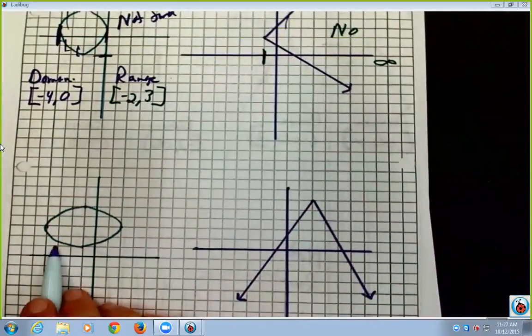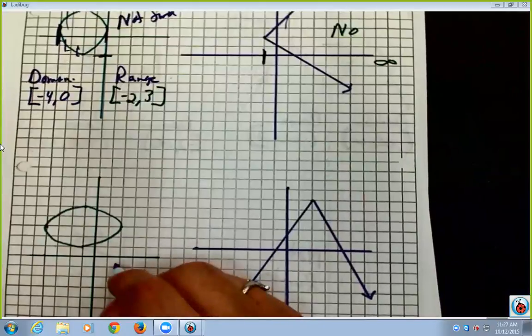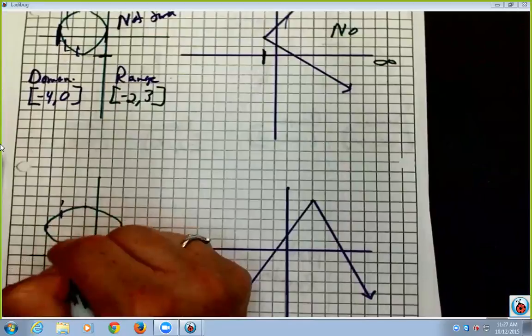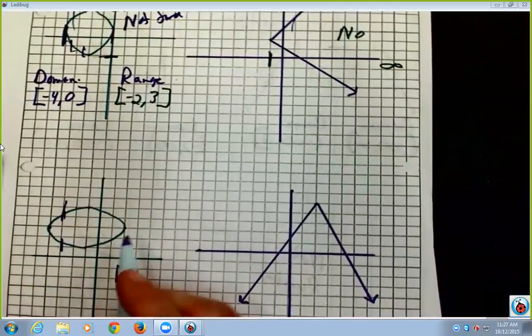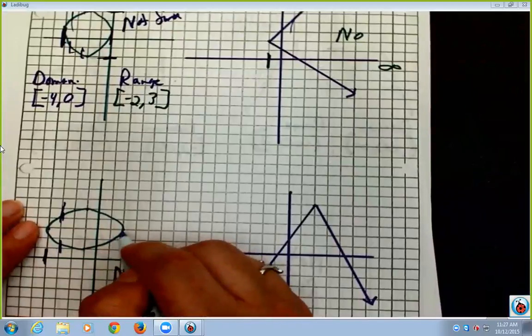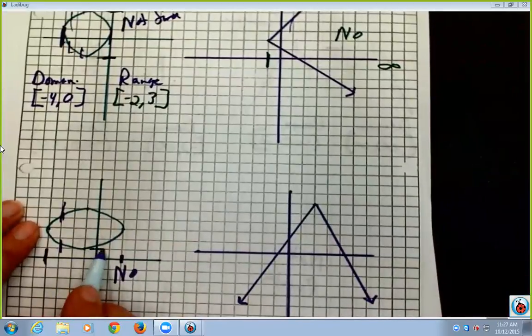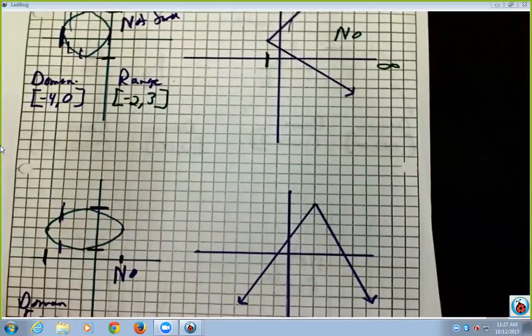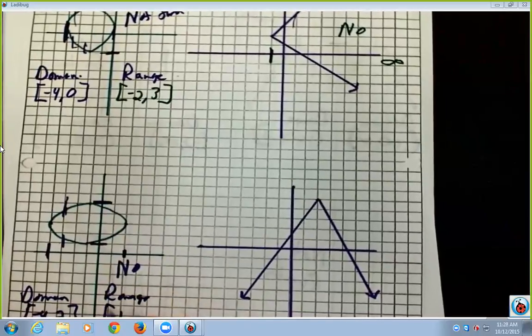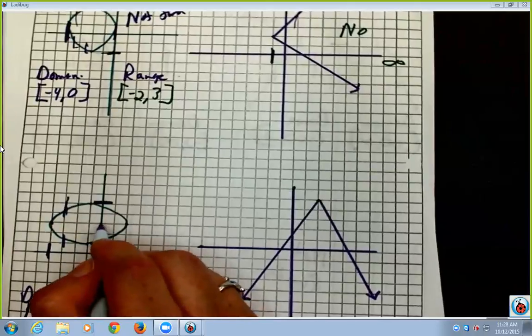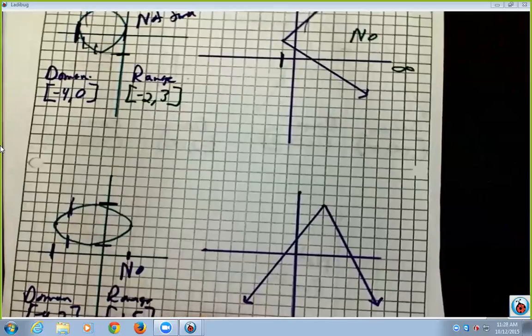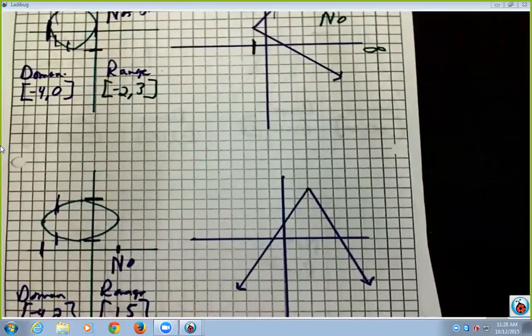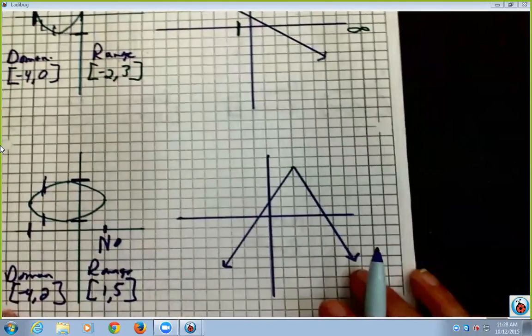And this one down here, function? No. Nope, because the vertical line test touches in 2 spots, so no. And domain from here to here. Range is from there to there. So domain is from -4 to 2. Range is from 1 to 5. Okay, think you got it? It's not hard. It's just paying attention to which one's your domain and which one's your range.